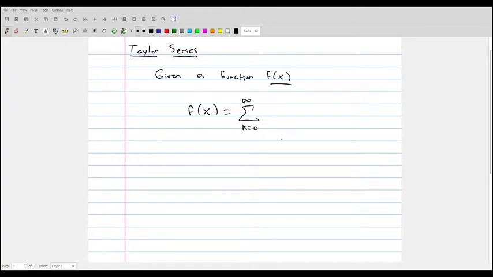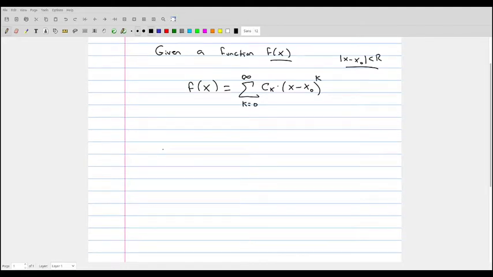So when can we express f of x as some summation of coefficients times powers of x minus x naught, where x naught is the center of the power series? So we know that in general a power series is going to converge when x minus x naught is less than r, or within a certain radius of convergence. And it turns out that we can actually derive a very nice, very general formula for ck.